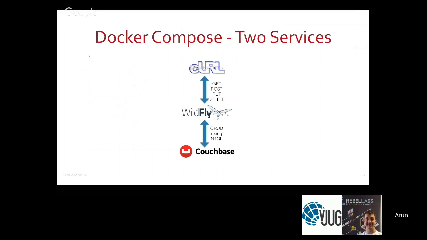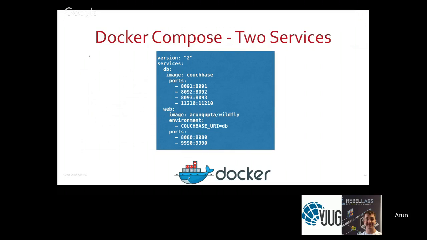But the real deal is where I want to run a multi-container application. Remember we said Docker containers can do only one thing at a time, and they really do that well. So essentially, I'm running my WildFly container separately, and I'm running my Couchbase container separately. But I want them to be able to talk to each other, or I want to be able to curl to WildFly, say, okay, show me a REST API where I want to use CRUD on top of a Couchbase database.